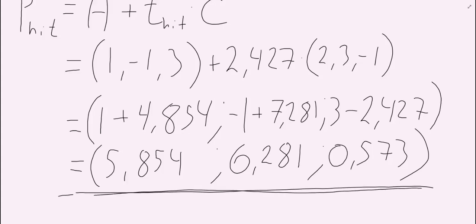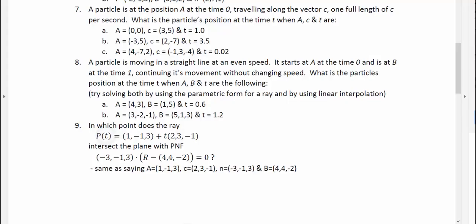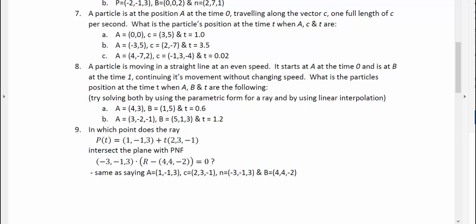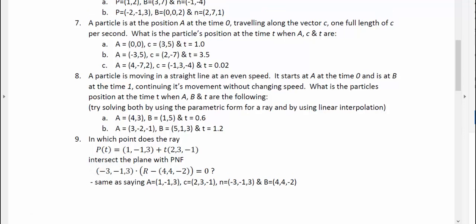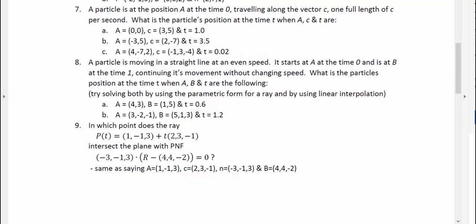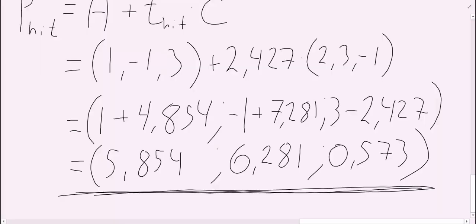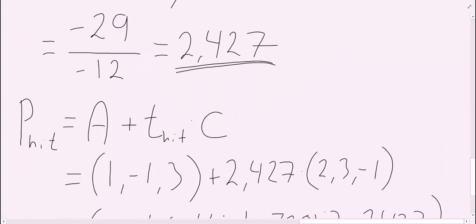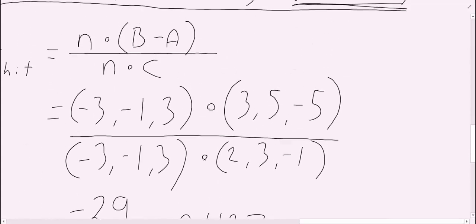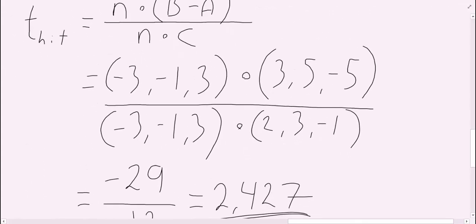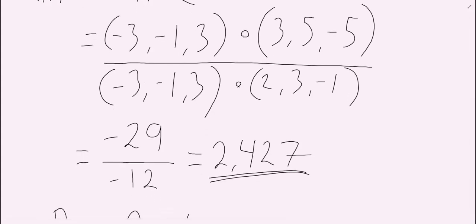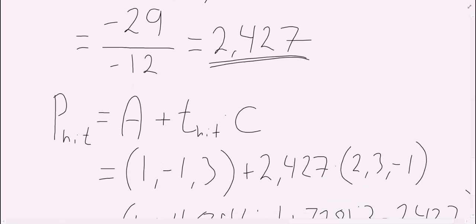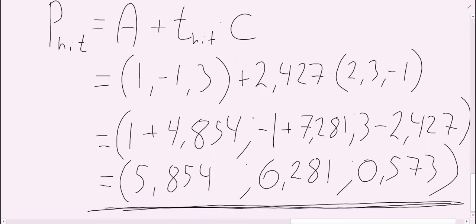So here's our final answer. This is the point in which the lines given by this parametric form and this point normal form intersect. T-hit first gives us the time, and then we use the time to find p-hit.